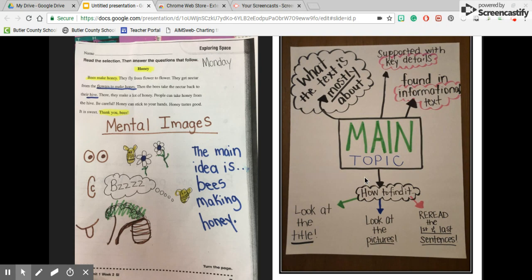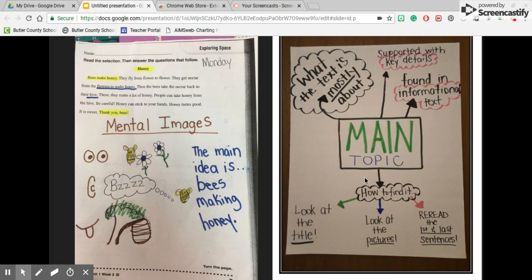Bees make honey. They fly from flower to flower. They get nectar from the flowers to make honey. Then the bees take the nectar back to their hive. There, they make a lot of honey. People can take honey from the hive. Be careful. Honey can stick to your hands. Honey tastes good. It is sweet.